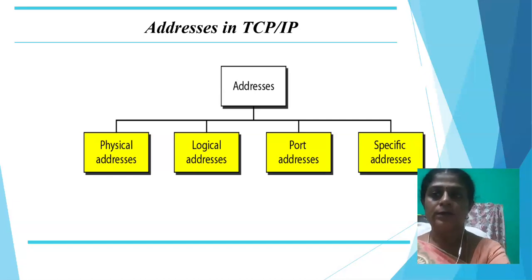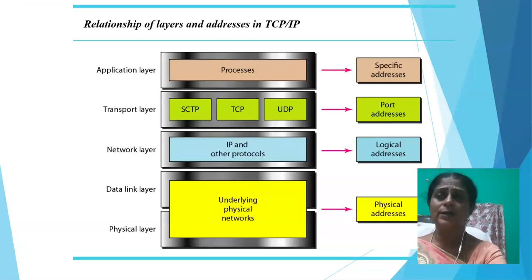Let us find out what each address has to do, or how they are connected to each and every layer. We all know that in a TCP/IP protocol suite, you have different layers. The underlying physical layer and the data link layer, wherein the bits or the frames are transmitted, employ physical addresses. And the next layer is the network layer, wherein packets are transmitted from one network to another network. Here, logical addresses are used.